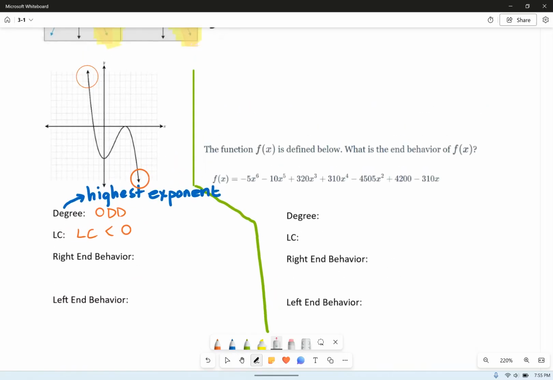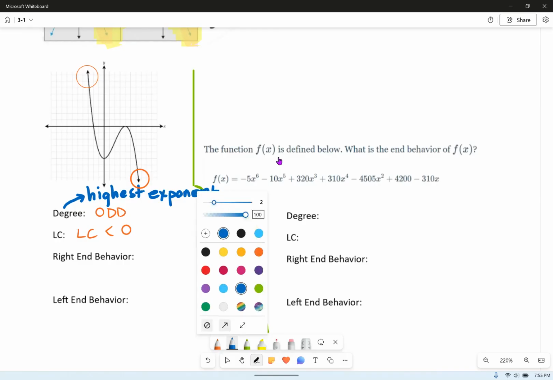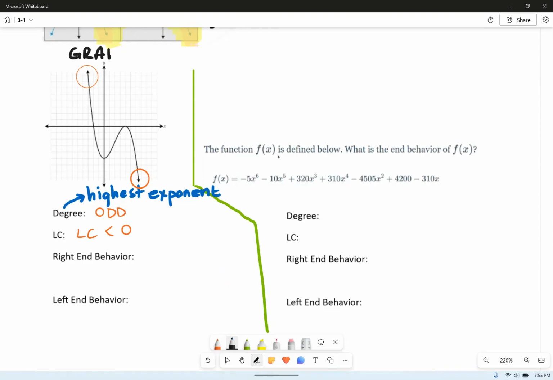Let's move away from the graphical representation. So this was graphical. Here's a graphical, and then we're going to do the algebraic representation. The equation of the polynomial has been given to us. So again, degree and leading coefficient. So degree means highest exponent.